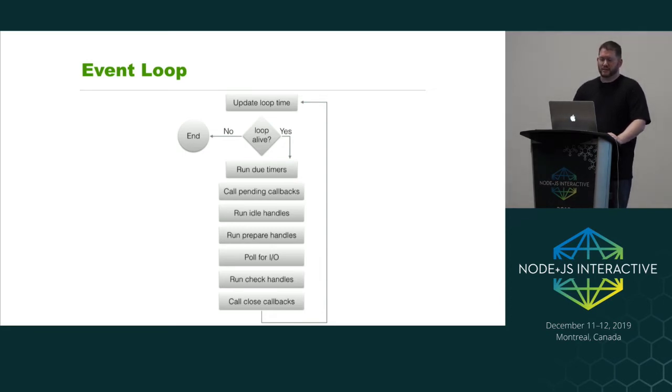So this is basically we're about to go into polling for IO. Prepare handles give you kind of a hook into the event loop if you want to do anything before polling for IO. Then we move into the actual IO polling. And when we come out of that, we have check handles, which is kind of the inverse of the prepare handle. It gives you a good way to hook into your event loop. Then finally, any close callbacks that are outstanding, we execute, and then we loop all the way back up to the top, compute the time again, and basically start from scratch. And that's basically one tick of the event loop.